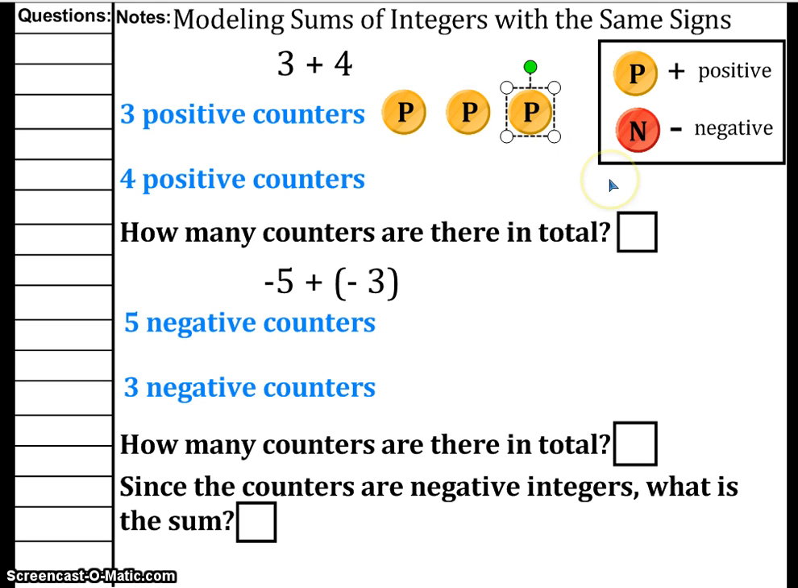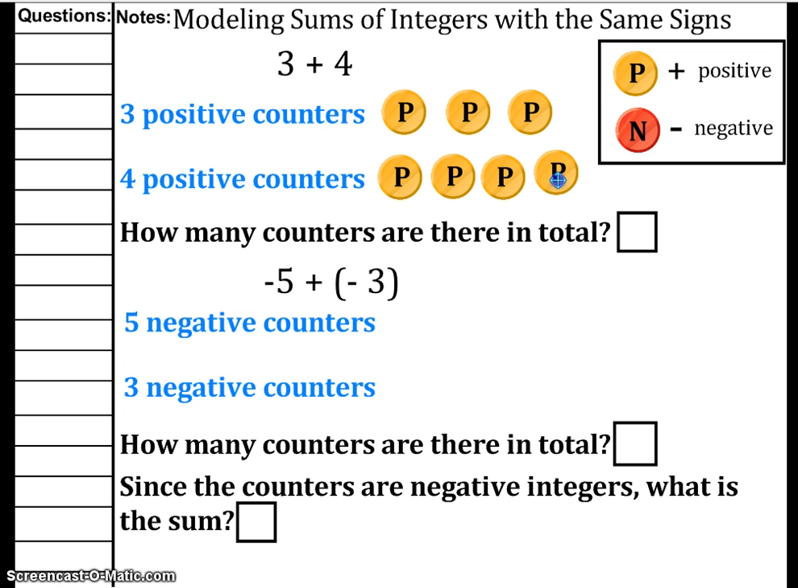And then we have plus 4. Plus 4 means a positive 4 integer. So we're going to have another 4 positive counters. Now in your notes, if you're unable to color yellow, that's okay. Just put circles and put the letter P inside of them.